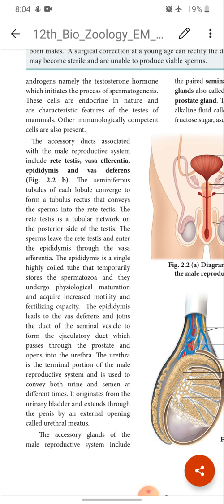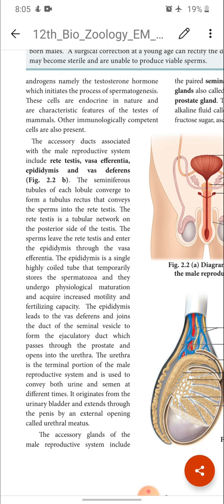So there is a sequence in the pathway of sperm: seminiferous tubule, and tubulus rectus. From the tubulus rectus it enters the rete testis. From the rete testis it enters the vasa efferentia. Then it enters the epididymis. From the epididymis the sperm are passed into the vas deferens. The vas deferens enters the ejaculatory duct. From the ejaculatory duct the sperms are passed out to the exterior through the urethra. This is the pathway of sperm conduction, children.